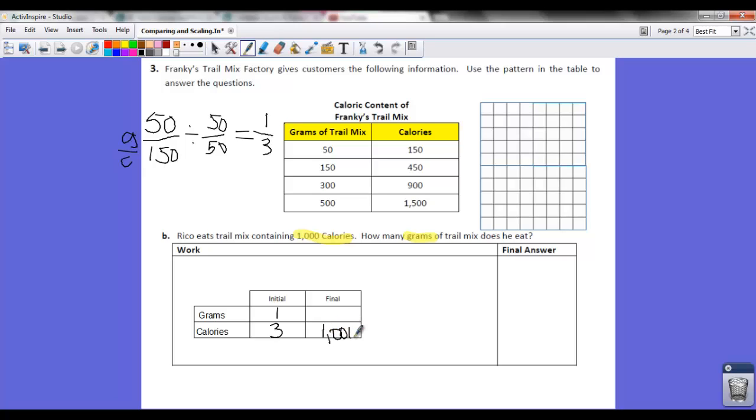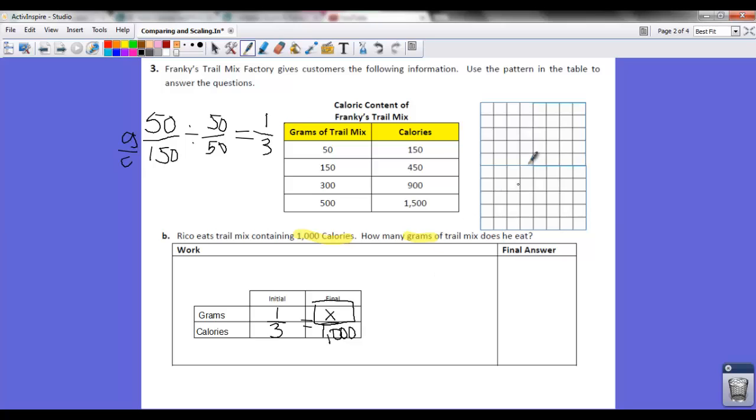Is there any whole number that we can multiply by? We're looking for the amount of grams that he's going to consume. So this is our missing information. And the answer is no. But is there something else I can do? If I'm saying for every 50 grams, I will have eaten 150 calories, what number can I multiply 3 by that gives me 1,000 grams and calories?